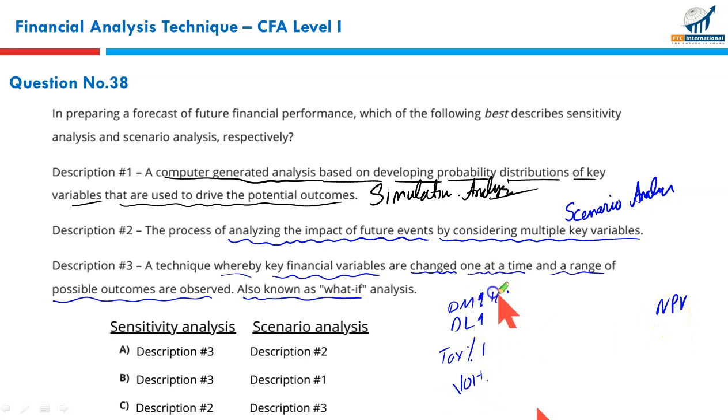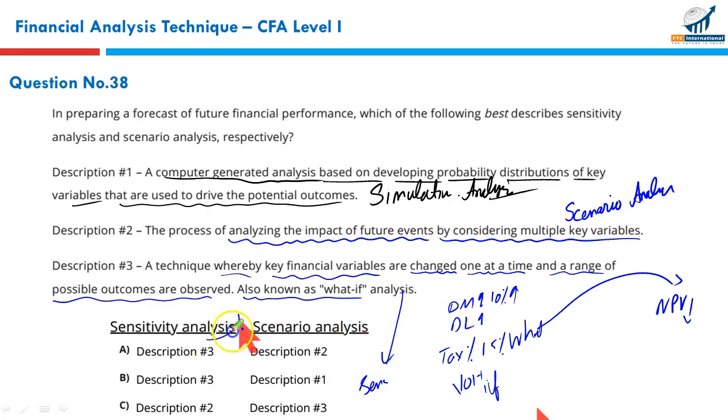If I increase my cost related to material by 10%, how would it affect my net present value? If the tax rates go down by 5%, how would it affect my net present value? This is called what if. What would be the outcome if tax rate goes down by 5%? This what-if analysis, gentlemen, is called sensitivity analysis. So description 3 is describing sensitivity analysis.